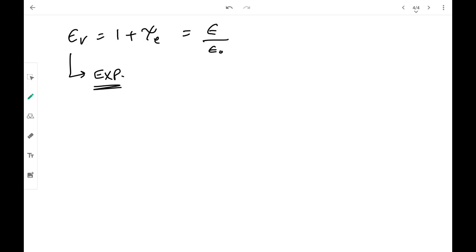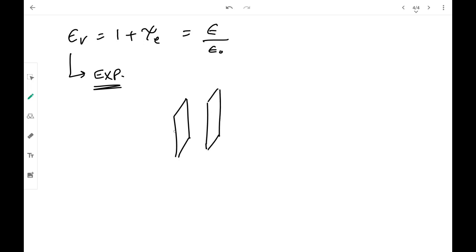So epsilon R of a material can be found using 1 plus chi e, or by dividing the total permittivity by the free space permittivity. Now, how do we find epsilon R experimentally? By using a parallel plate capacitor. Okay, we will have a parallel plate capacitor.